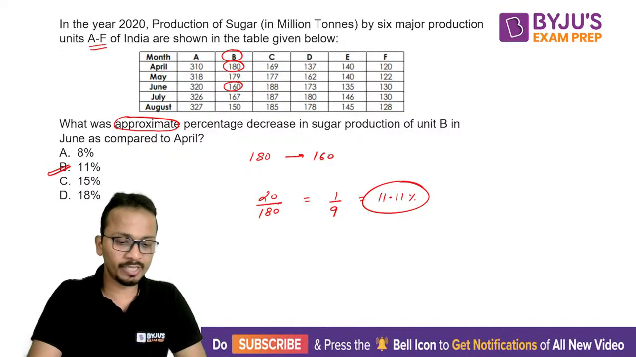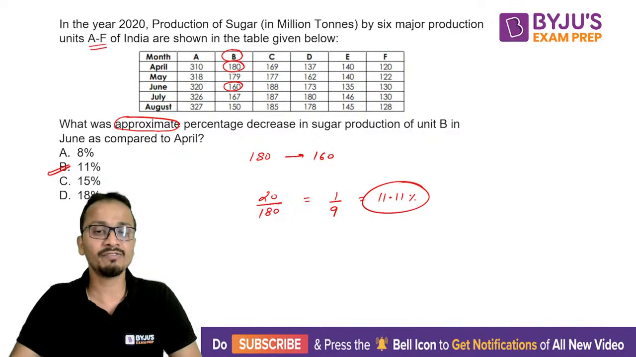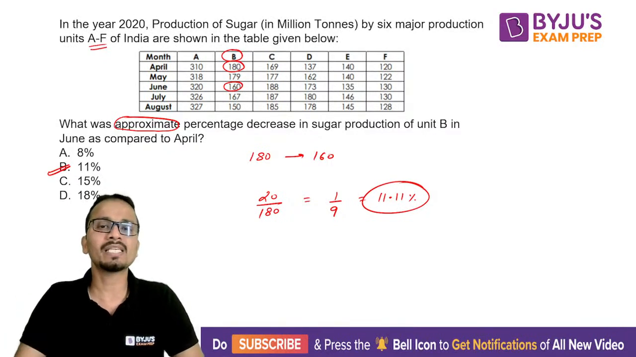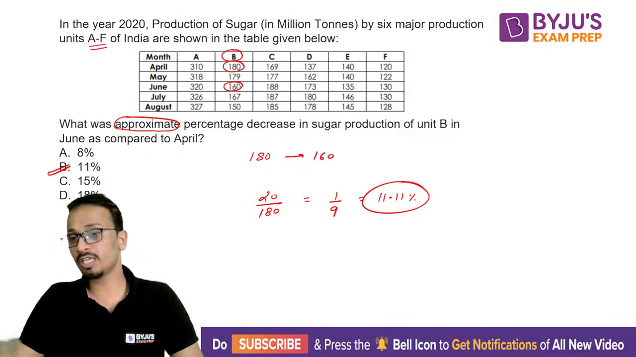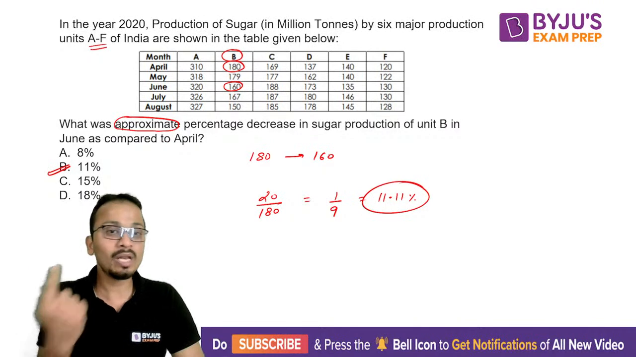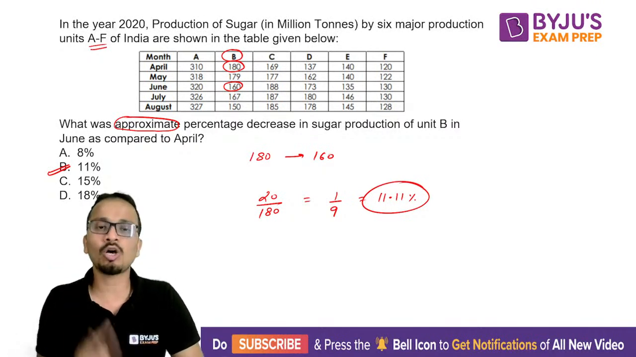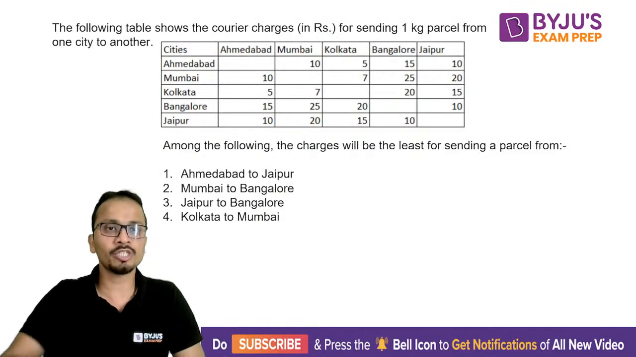All right, so friends, it is very important to remember percentage equivalence of fractions because it will definitely save at least 15 to 20 seconds in such questions. If you can save 15 to 20 seconds in 2 or 3 questions, then it will give you enough time to solve one complete question. All right, let's move on to our next question.